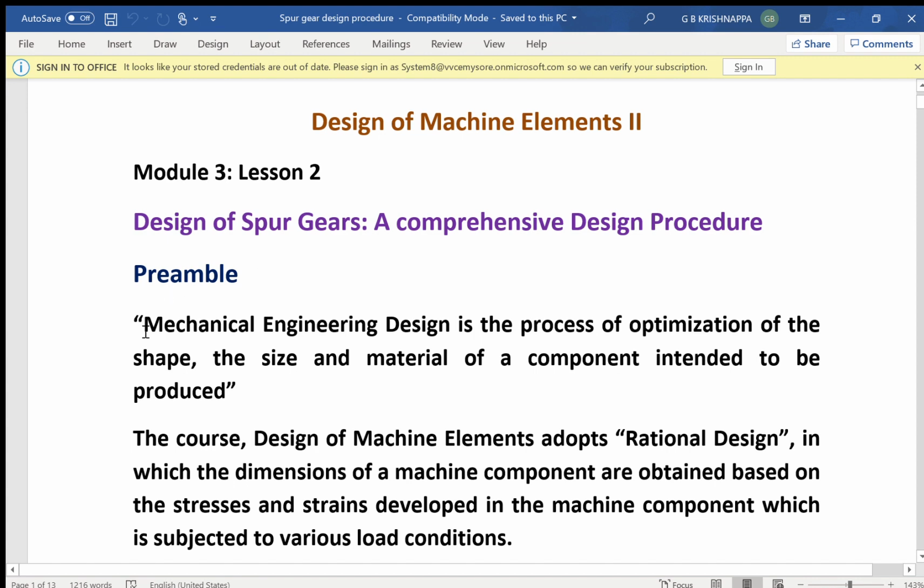Preamble. Mechanical engineering design is the process of optimization of the shape, the size, and material of a component intended to be produced. The course Design of Machine Elements adapts rational design, in which the dimensions of a machine component are obtained based on the stresses and strains developed in the machine component, which is subjected to various load conditions.